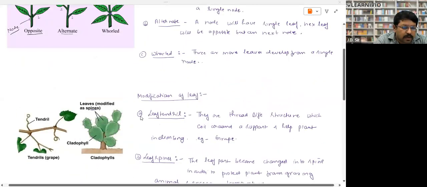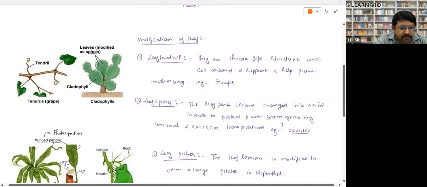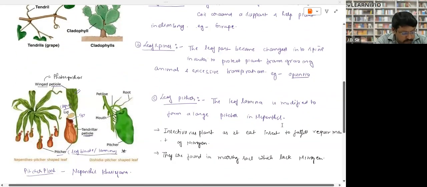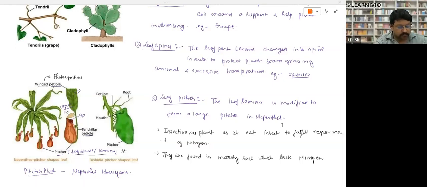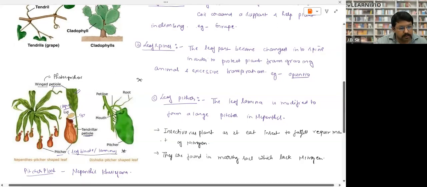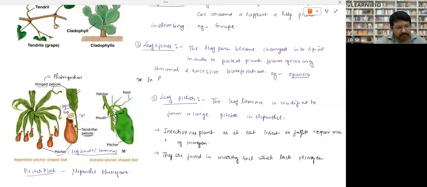Now come to this topic again. So leaf is fine. Example is apalsha, and please note down one more important thing. I will note it down for you. In barberry. Barberry is a berry plant. Barberry, this is the plant name.